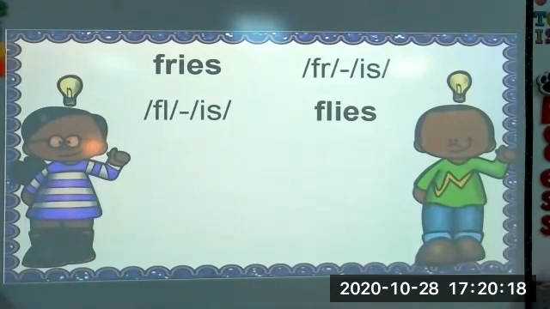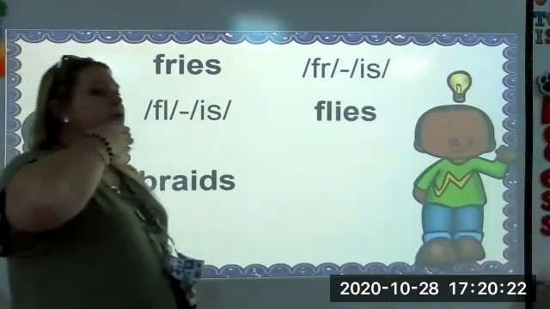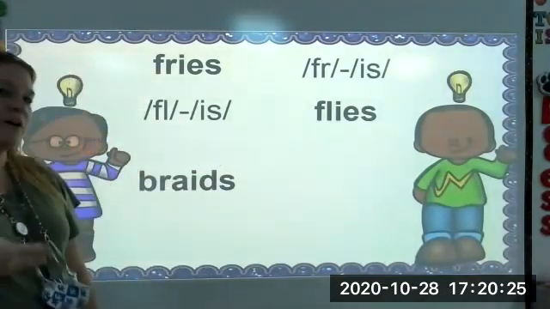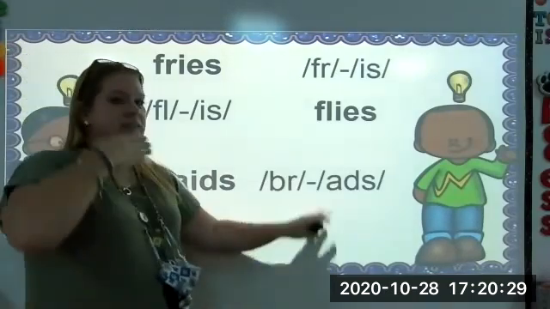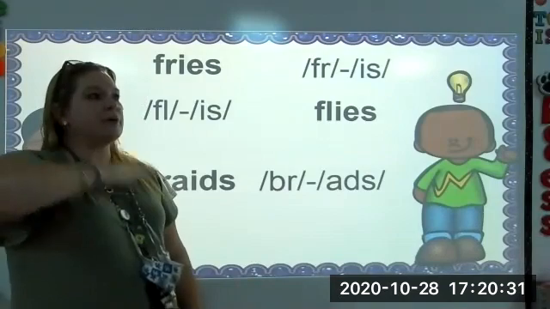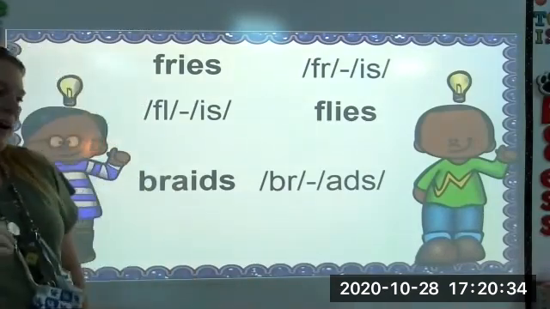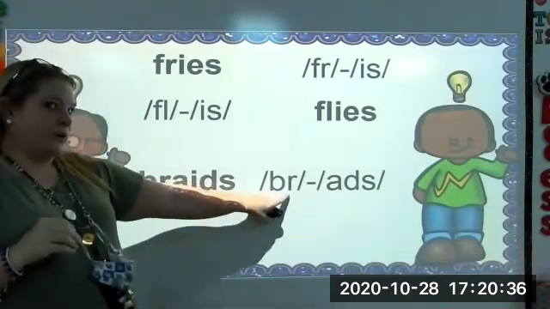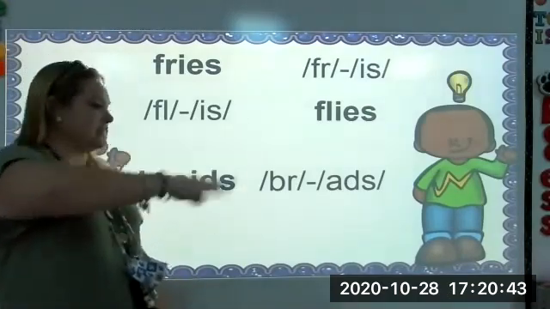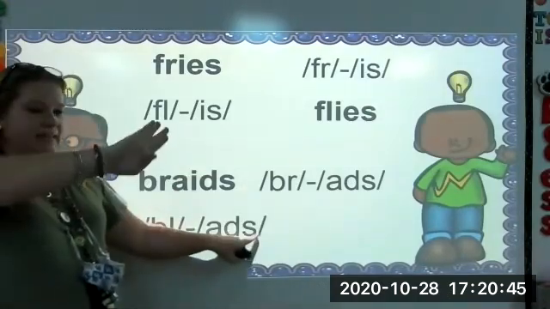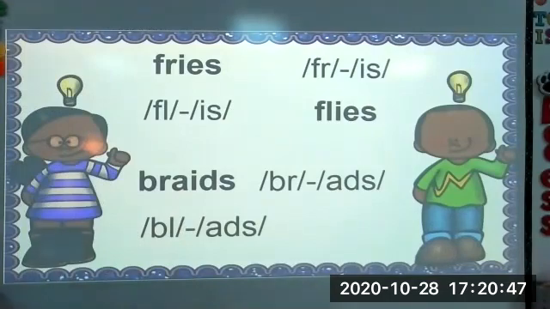Next sentence. "Jenny wore her hair in braids." Braids. The onset part is the br, and the rhyming part is aids. Braids. Good. I don't want it to say br anymore. I want to say bl, blades. So the new word on the curve is blades.